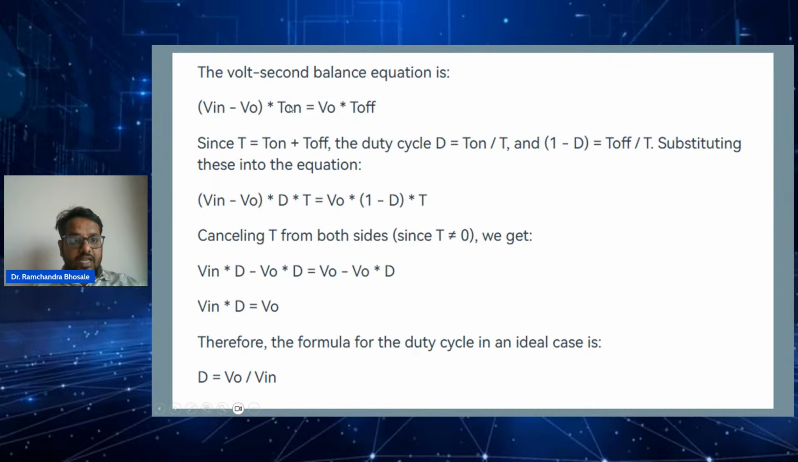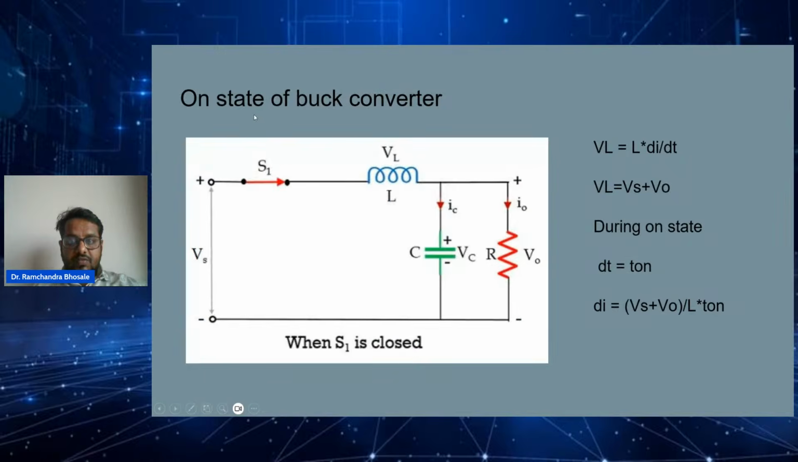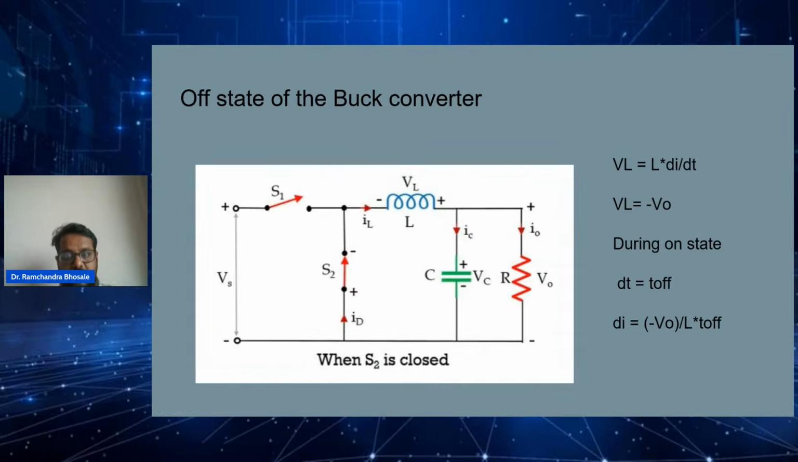What you have to do is find the voltage across the inductor. In the on state, the inductor voltage is Vs minus V0. If you consider this as the plus terminal and this as the minus terminal and apply KVL, it will be Vs minus VL minus V0 equal to 0. So VL will be Vs minus V0. And when the diode is conducting, VL will be equal to minus V0.